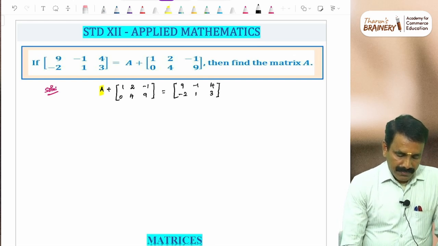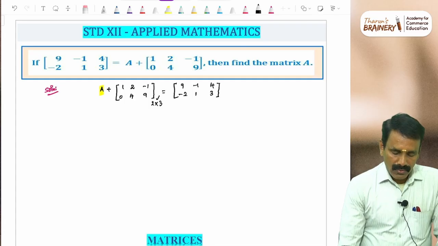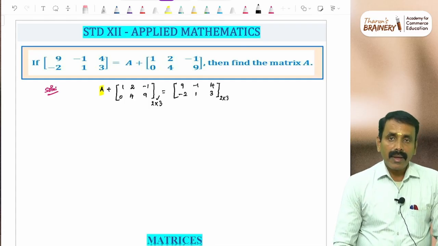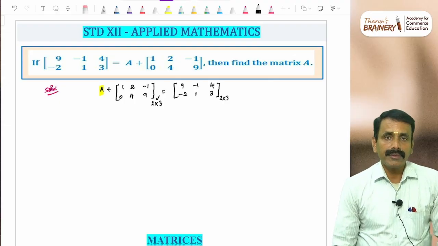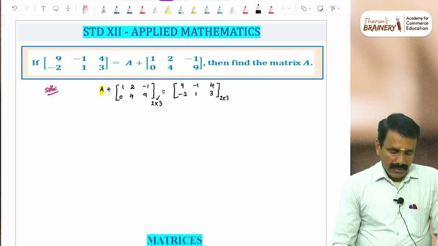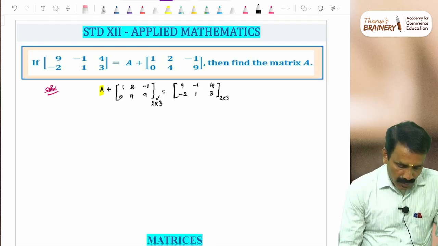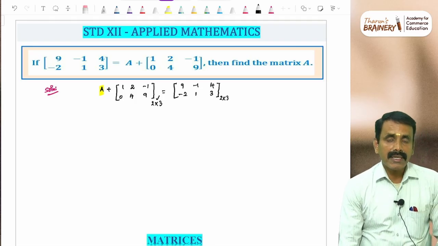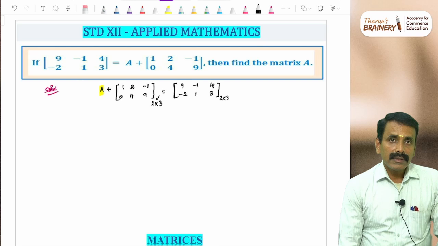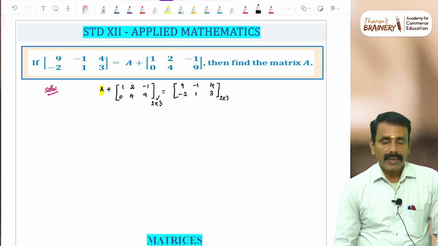We can very well see this matrix is of order 2 by 3 and the answer is also of order 2 by 3. Naturally, matrix A is also of order 2 by 3. Okay. Now, how to find the value for A? Now, this matrix 1 2 minus 1 0 4 9 is in addition with A. So, I want to eliminate that as usual by additive property.